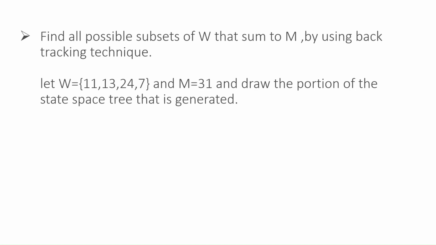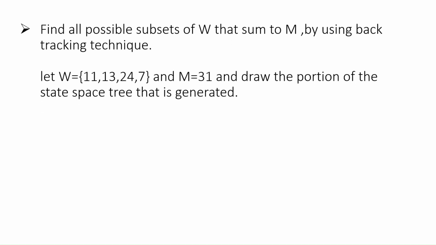Now, let us try an example. Find all possible subsets of W whose sum is M by using the backtracking technique. Let W equal 11, 13, 24, 7 and M equal 31, and draw the portion of the state space tree that is generated. Now let us solve the problem.